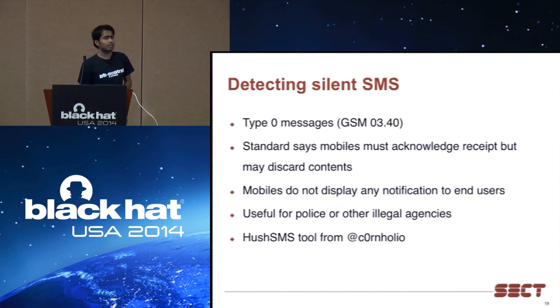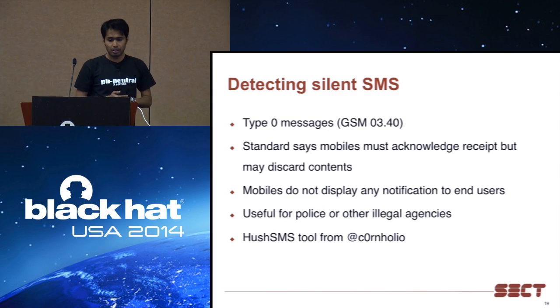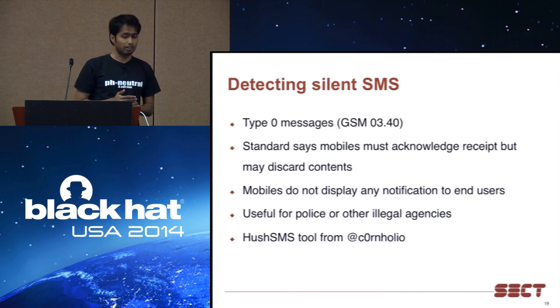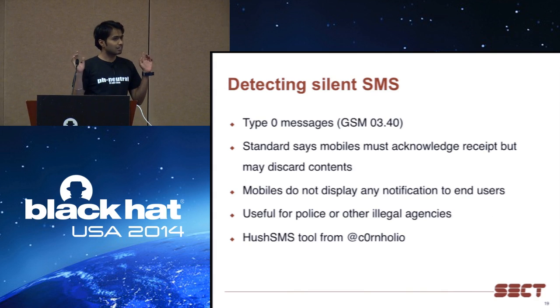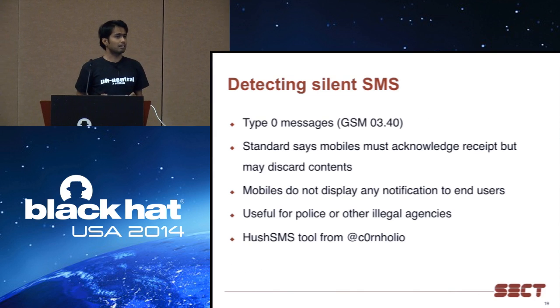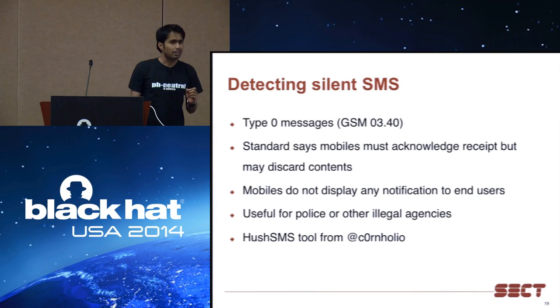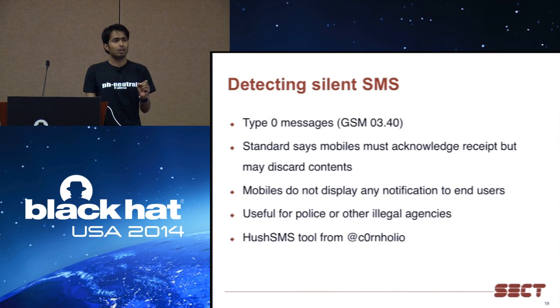So the next point is detecting silent SMS. This was one of the key features while I was doing some research. These are the type 0 messages, which are defined by the GSM 03.40 standard. And the standard says mobiles must acknowledge receipt of these silent SMS, but may discard the contents. So what does it really mean? If you receive a silent SMS, it will be processed by your handset, but never notified to the user. You never get anything in your inbox saying that you received an SMS. But after receiving the SMS, the handset informs the operator, hey, I'm here, I'm at this location, and it does a location update.